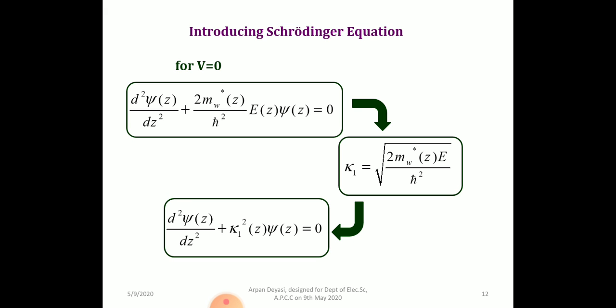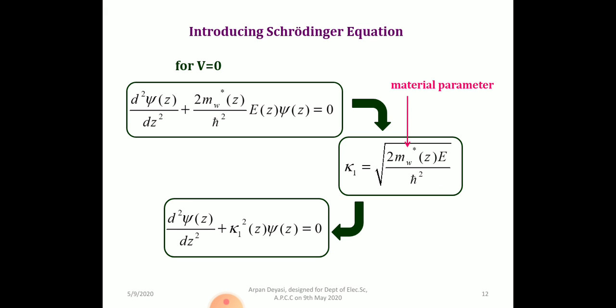Now, this is a second order differential equation of SHM. So just simply write it in the form of SHM, for which we have incorporated a term kappa 1. What is kappa 1? It is 2 mw star E by h cross square. What is mw star? It is the effective mass of the carrier inside the well region. That means it's a material parameter. Now this kappa term becomes a function of the material. E is the energy, h cross is a constant, but the material has a very important aspect in the solution of the well equation.